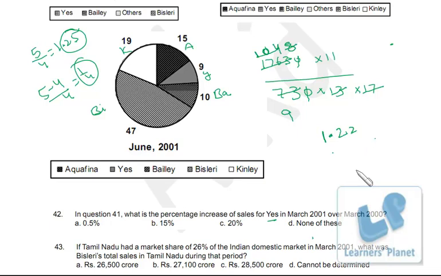Okay, so as I already explained, the data after 1 will give you the percentage increase. So the data after 1 is 22, right? So 22 or maybe around 20, because this calculation is a bit more than 9. Okay, so something around 9.1. So it will be a bit less than 22. So among the options, the closest one is 20%, because 15% will be too low, right? And since we are getting the approximate answer, no need to worry about 'none of these'. Okay, so 20% is the percentage increase of sales for Yes in March 2001 over March 2000.